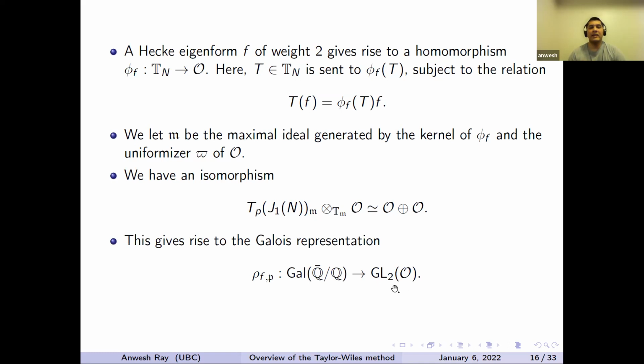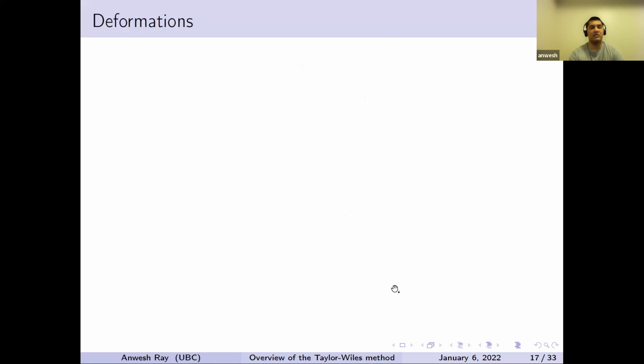Now, in the higher weight case, the idea is a generalization of, or related to, this idea. Instead of using the Jacobian, one uses étale cohomology instead. But that is the subject of another talk. Right now, we just care about the weight 2 modular forms.